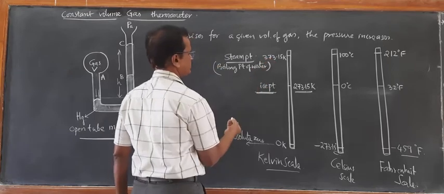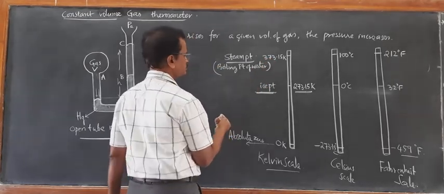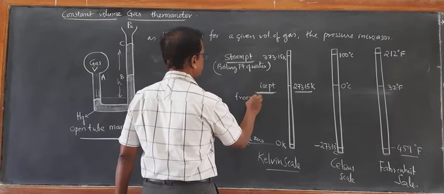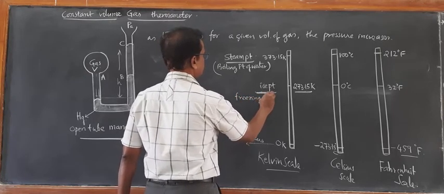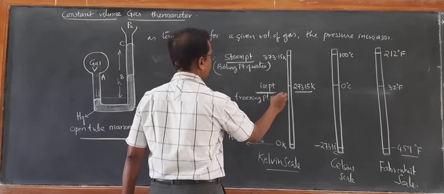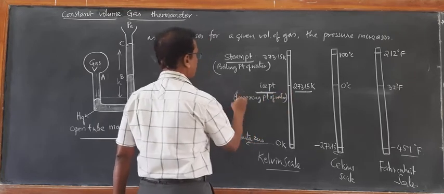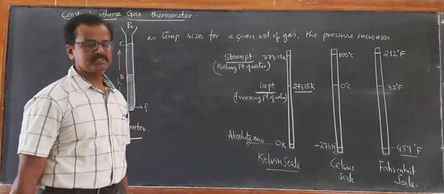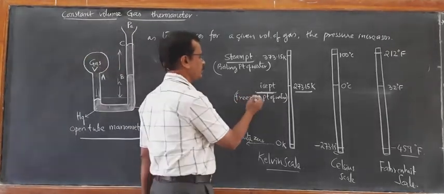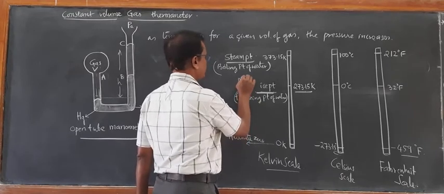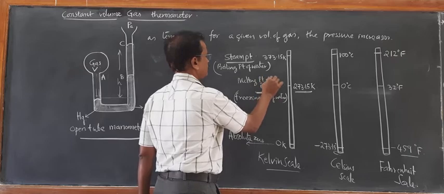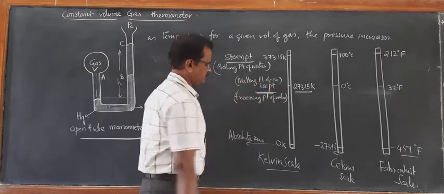And ice point is another fixed value, which is also called the freezing point of water, or the melting point of ice. Freezing point of water is also called ice point. It is also called the melting point of ice.